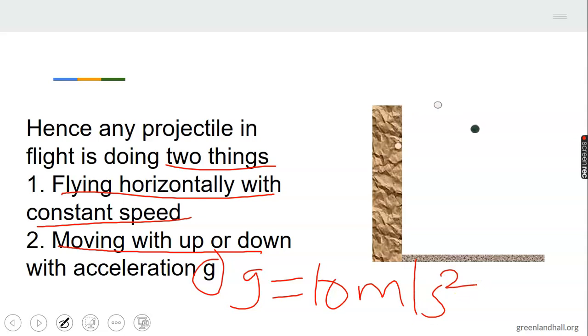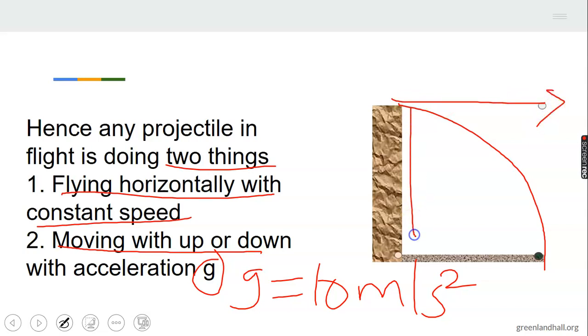Now, you can see that in this diagram. This is the original ball. This part has horizontal motion as well as vertically downward motion. This one is moving with a constant acceleration due to gravity, while this is moving with constant speed.